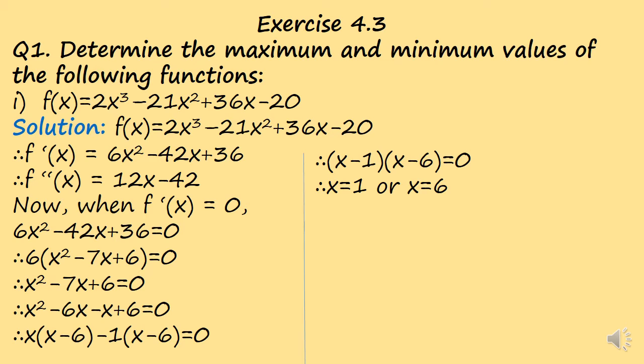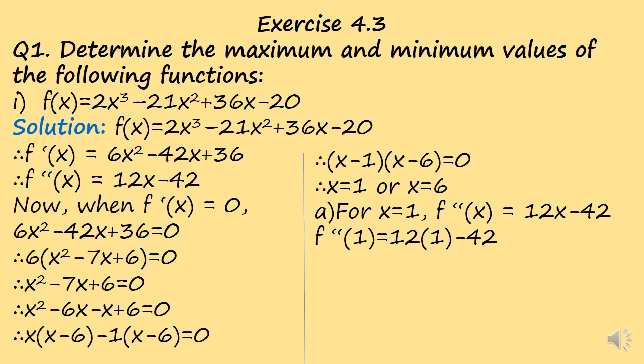Now for finding maximum and minimum, we make two parts of the sum. In the first part, we take x is equal to 1. For x is equal to 1, the second derivative, that is f double dash of x, is 12x minus 42. We substitute x is equal to 1 in this equation. So we get f double dash of 1, which is 12 into 1 minus 42. Wherever x is there, we put 1 in the equation. So we get a negative value, that is, we get minus 30, which is negative.